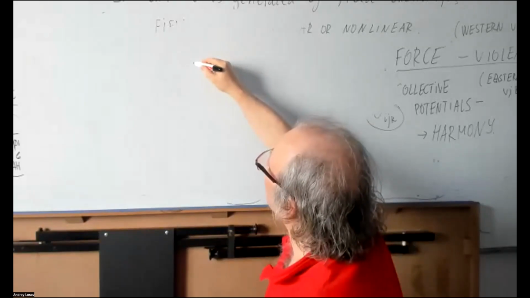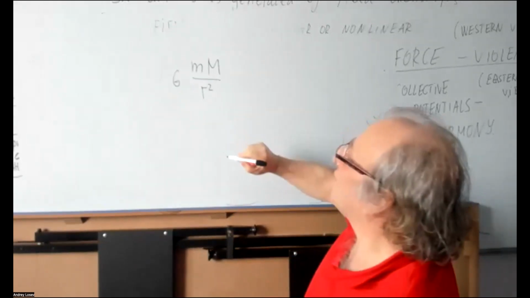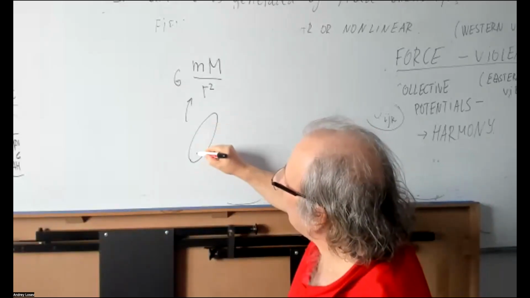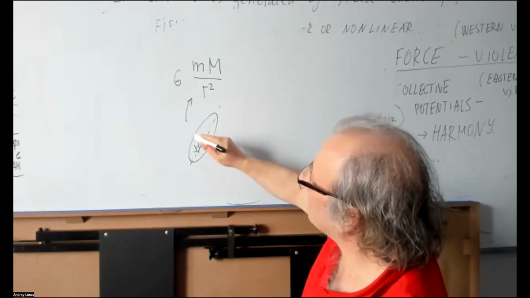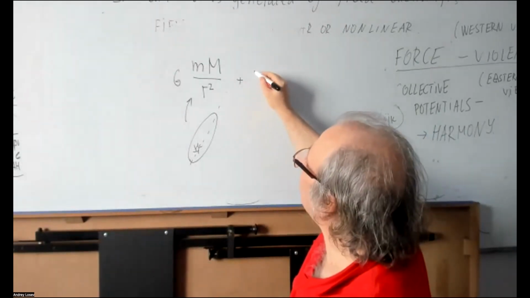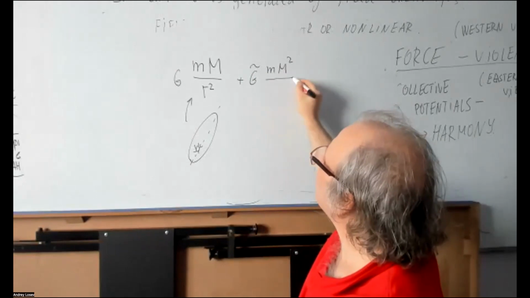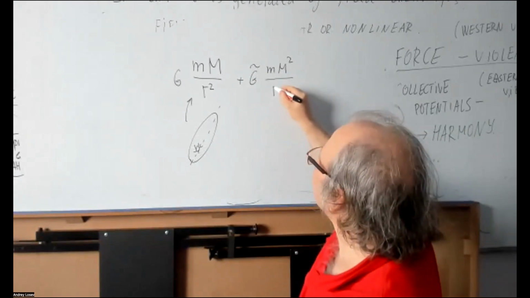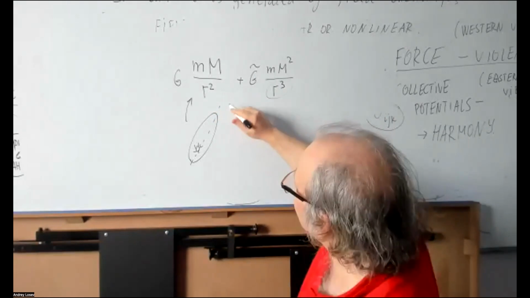So when people write down force, they have this type of force. And if you have this type of force, you have elliptical motion. And the axis of the ellipse are at rest. But if you add an extra term, and it has to be like this by dimensional analysis, then because of this cube, the axis starts to rotate.